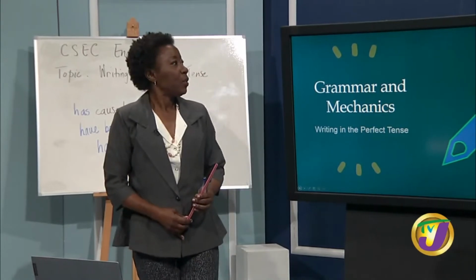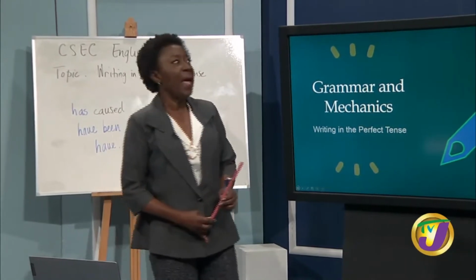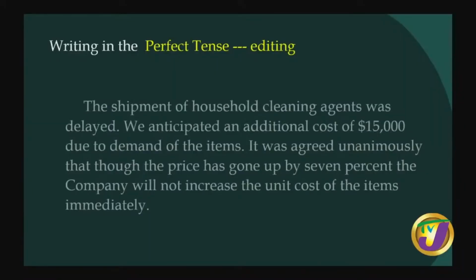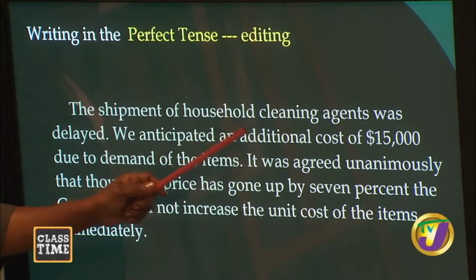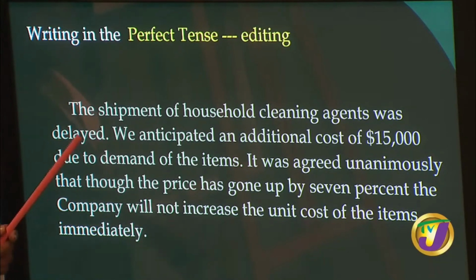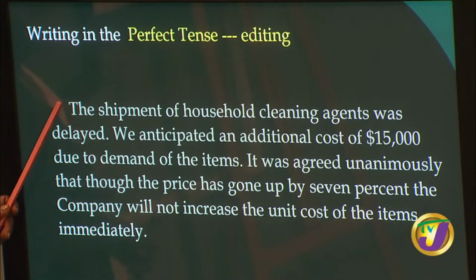All right, so here is another one, and this one is from the minutes of a meeting. So the person is saying that the shipment of household cleaning agents was delayed. Okay? Do you see anything in this particular sentence that could be improved on to better express it based on what we have been doing?